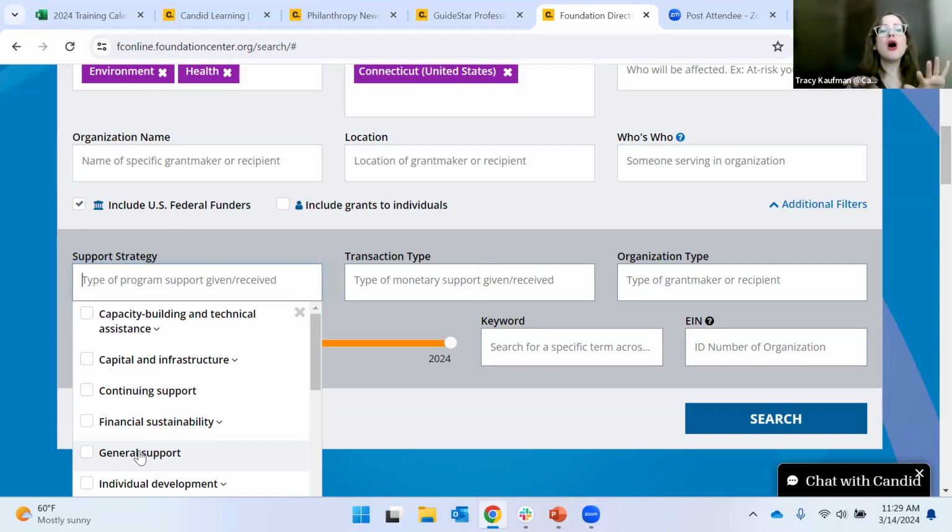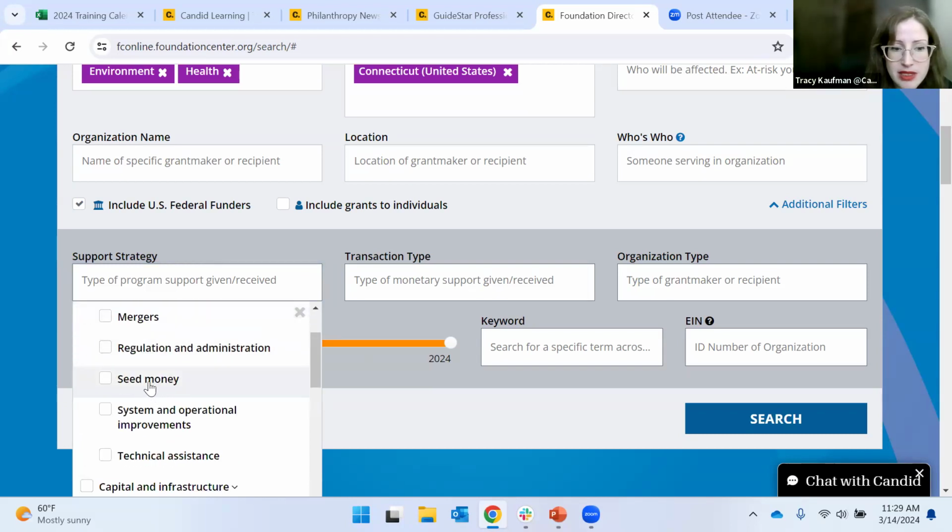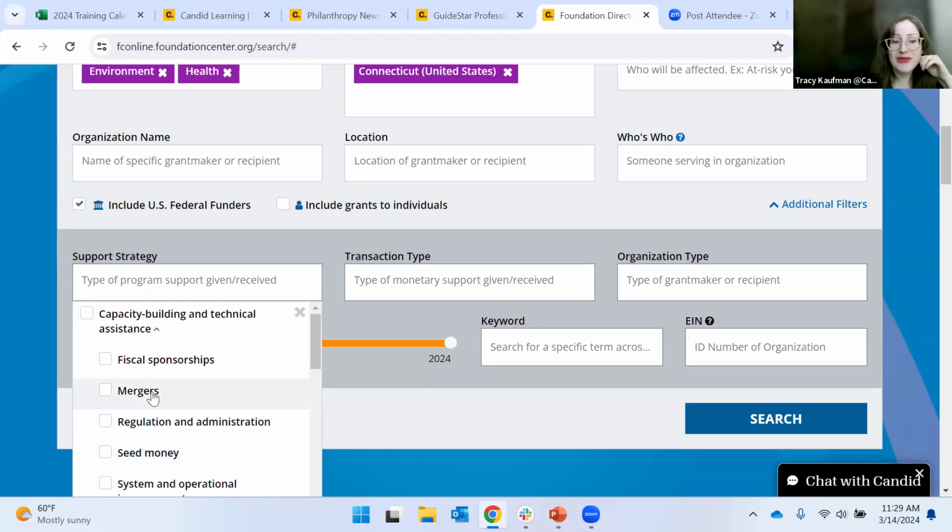But the funders who are willing to take a chance on a new organization, that is going to be framed as seed money. You're going to find that under capacity building and technical assistance if you want it. Seed money. So you could click on that box if you're brand new. There's other good stuff in here too. For instance, if you're looking to have a merger with another organization, which honestly is something that more nonprofits should probably consider whether they want to or not, that's a nice thing to look for as well.